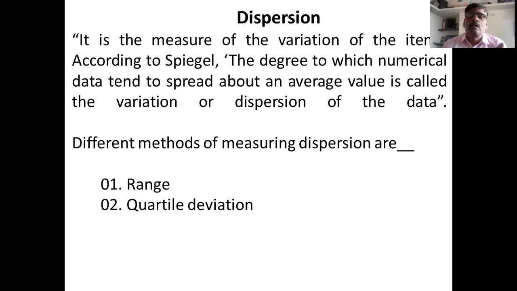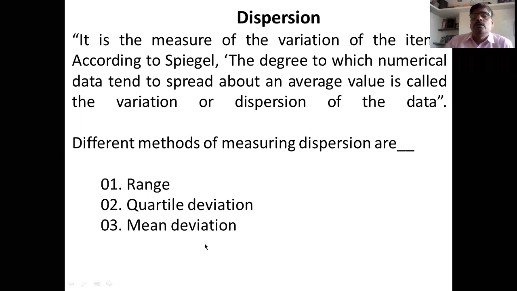First you calculate the quartile and then calculate the dispersion. Deviation means dispersion. Quartile deviation means you first calculate the quartile, then calculate how far they are dispersed. In this case you are able to solve the problem based on quartiles. This is the second method. First method is range, second is the quartile deviation.